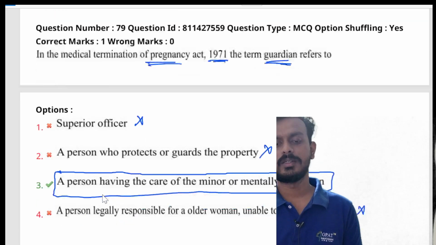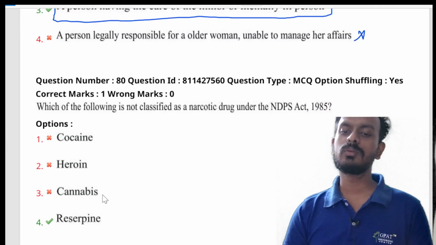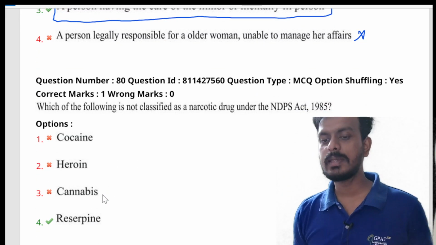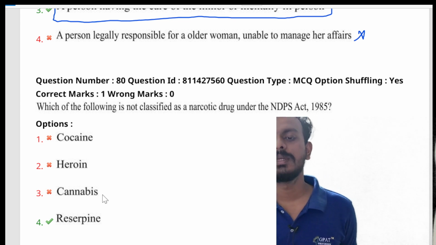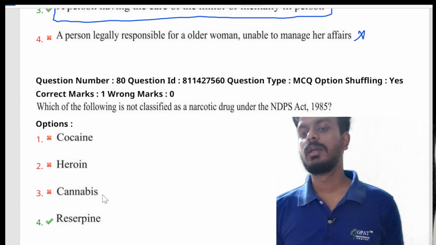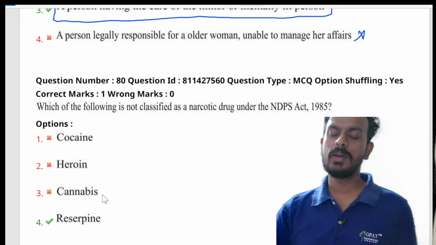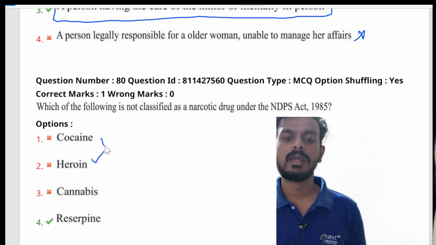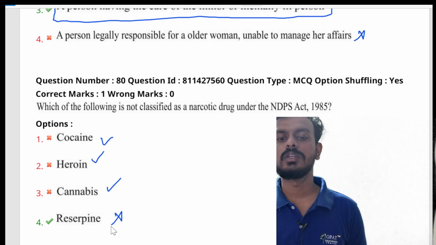Next question is, which of the following is not classified as a narcotic drug under the NDPS Act 1985? Cocaine, yes, it is classified. Heroin, yes, it is classified. Cannabis, yes, it is classified. Reserpine, no. So reserpine is the correct answer.